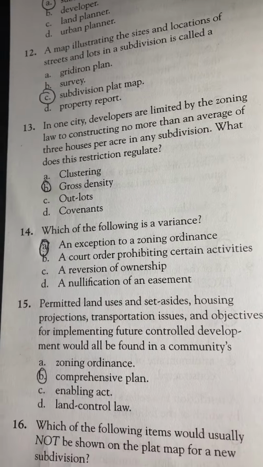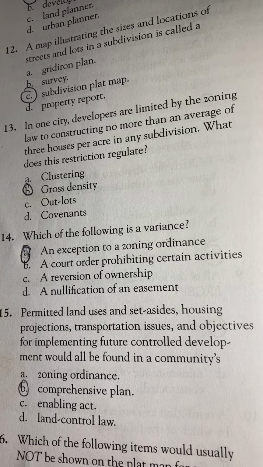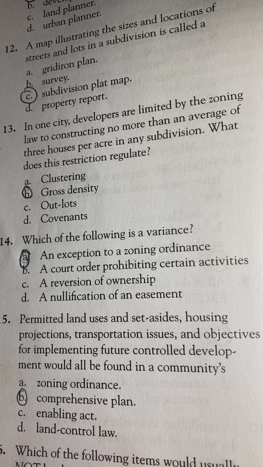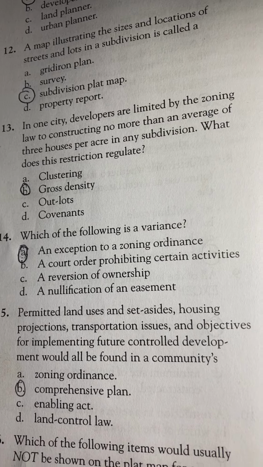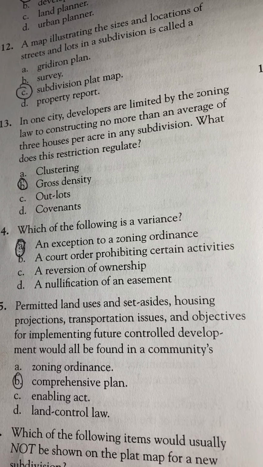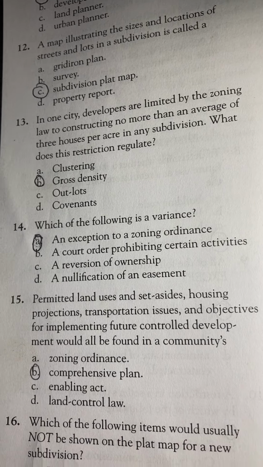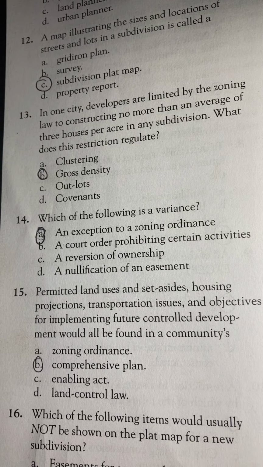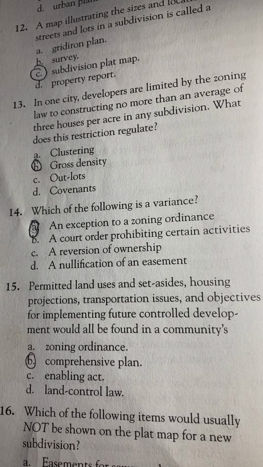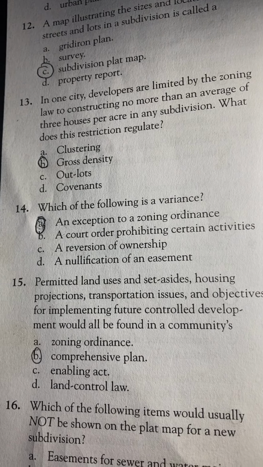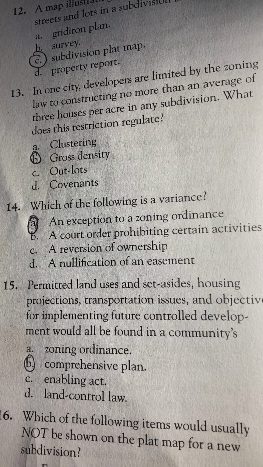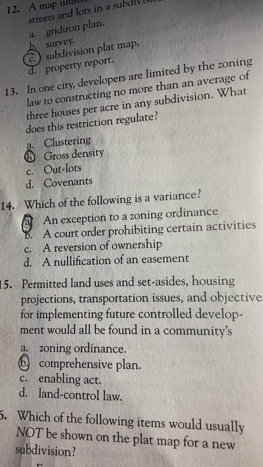Number 14. Which of the following is a variance? A. An exemption to a zoning ordinance. B. A court order prohibiting certain activities. C. A reversion of ownership. Or D. A nullification of an easement. The answer is A. An exemption to a zoning ordinance.